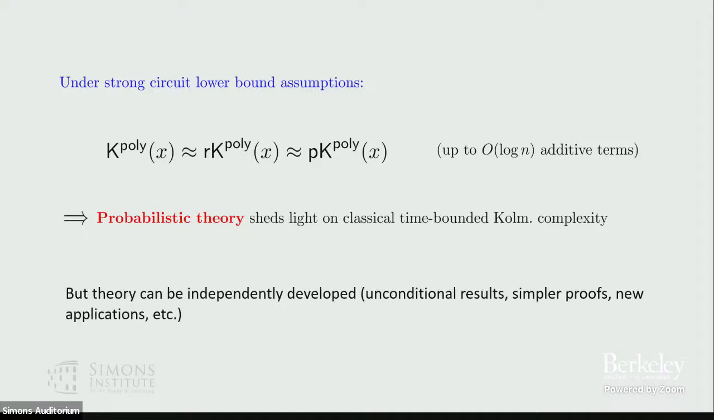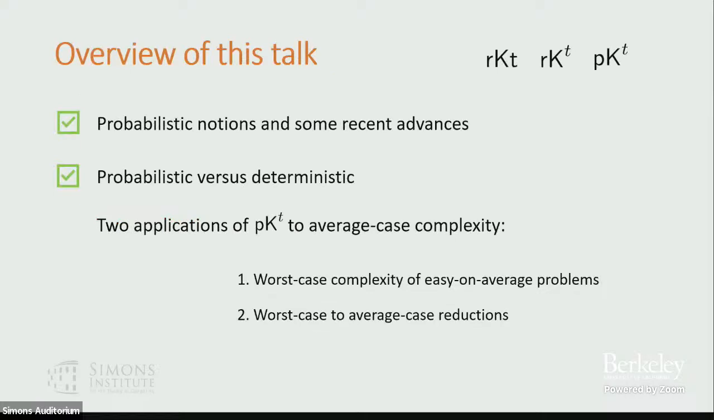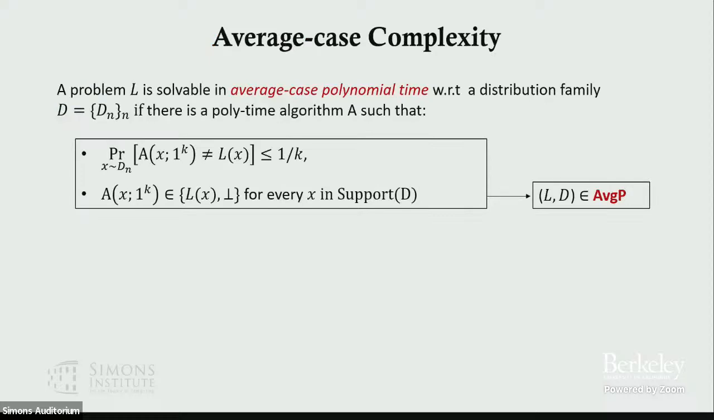Okay, so let me move on because I don't have much time. So these are the definitions. Now I would like to highlight two applications of this new notion, PKT. They are both in the context of average case versus worst case complexity. So, a brief recap of average case complexity. We will have a language, and we care about solving this language with respect to some distribution family. And we're going to say that this distributional problem, language and distribution, is in average P if the following holds. There's a polytime algorithm A that is never incorrect. On any input X in the support of the distribution, either it gives the correct answer or it gives a fail symbol. So it's an errorless algorithm.